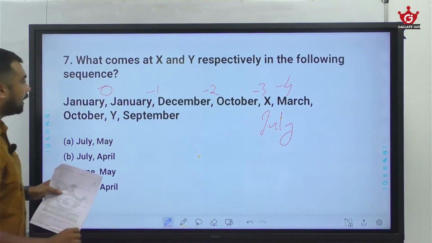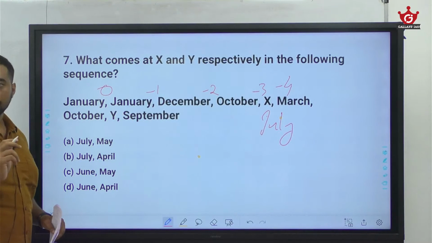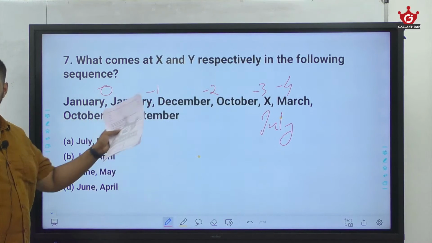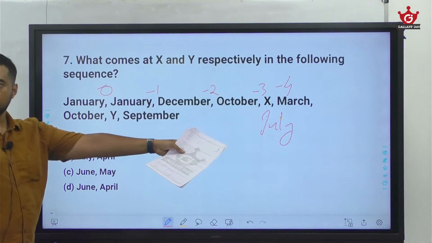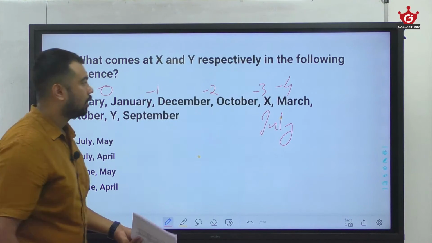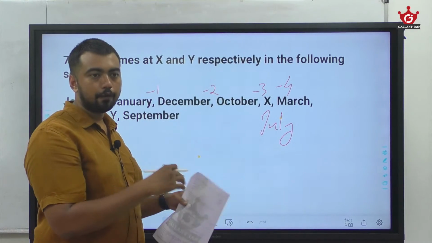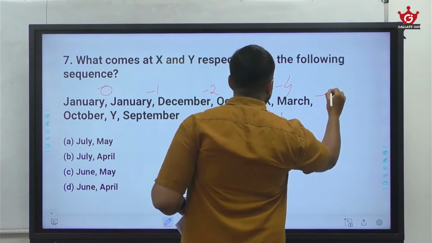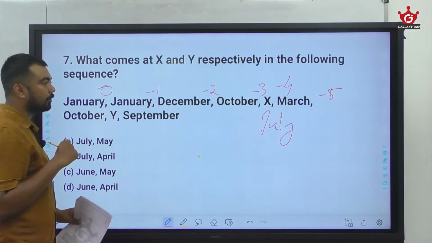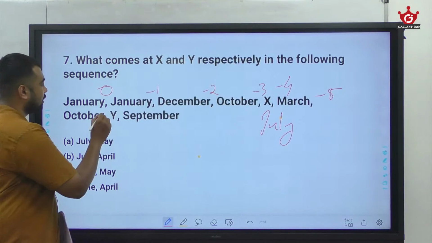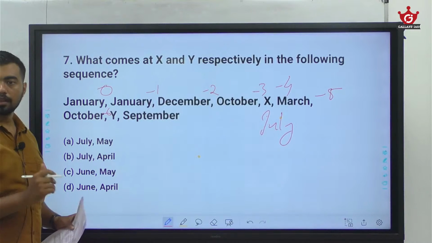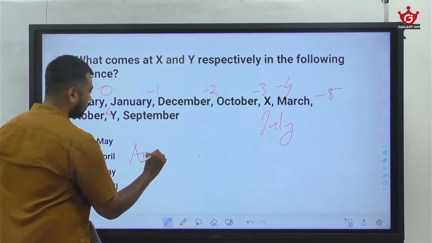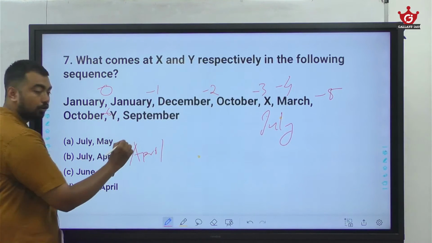Right, July. And March and October, what is the relation? -1, -2, -3, -4, -5. We are going backwards. If you find that relation, you will be able to arrive at the answer. -5. So October and Y, what will it be? -6. So what will Y be? April. So what's the option? July and April.